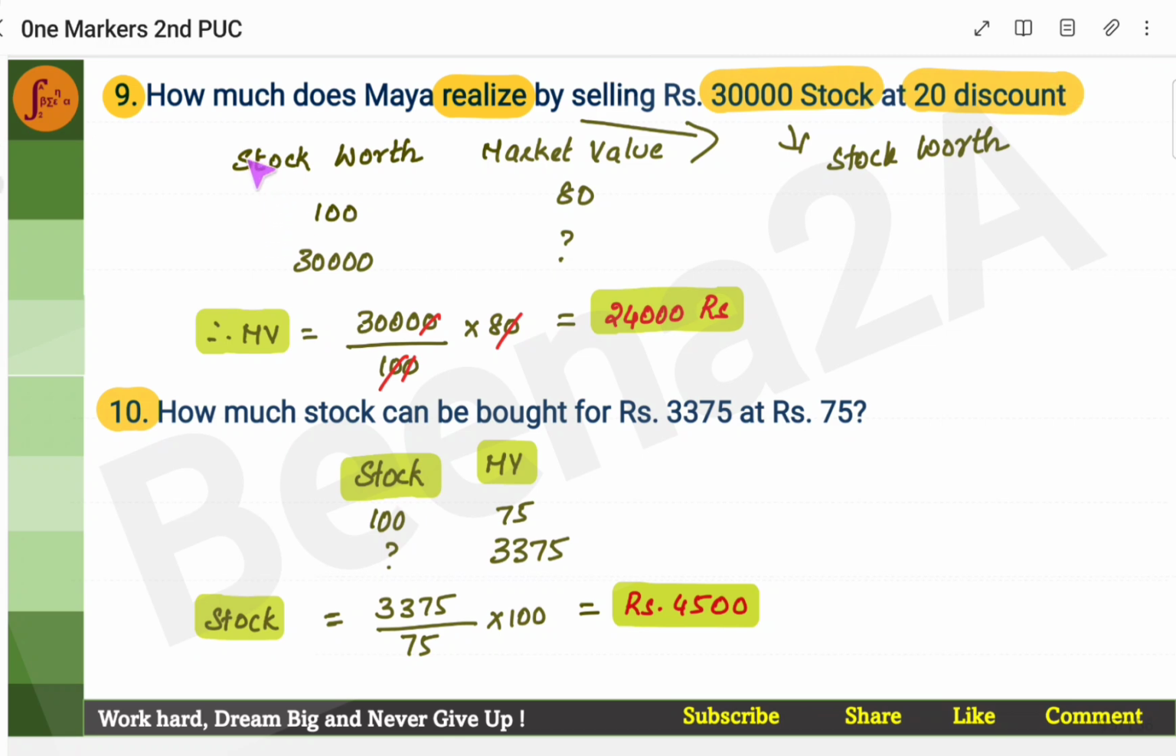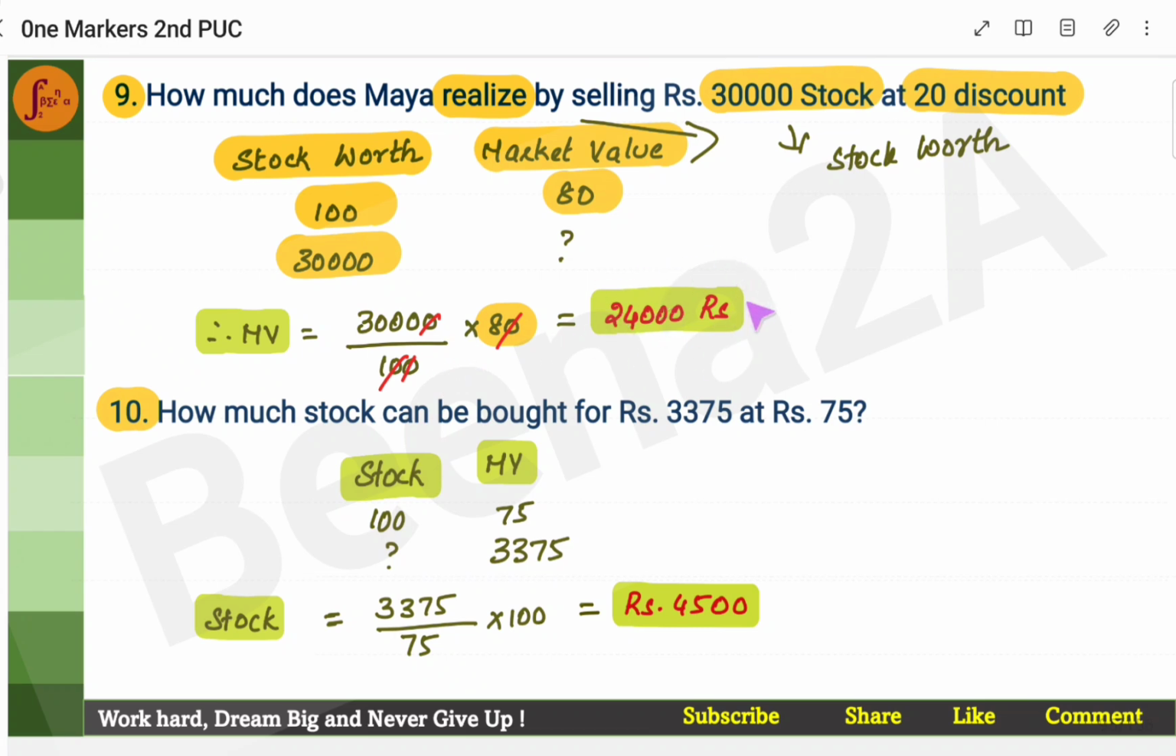Again, immediately draw these two columns. Stock worth, first 100 rupees. The original value is 100 rupees. You assume it's 100 rupees. 20 discount, that means 80 rupees. And she's selling the stock worth 30,000. Stock worth, this one, it should be here. So how much is she going to get? She'll get less money because she's selling it at a lower price, less than the original price. Therefore, she'll get less money.